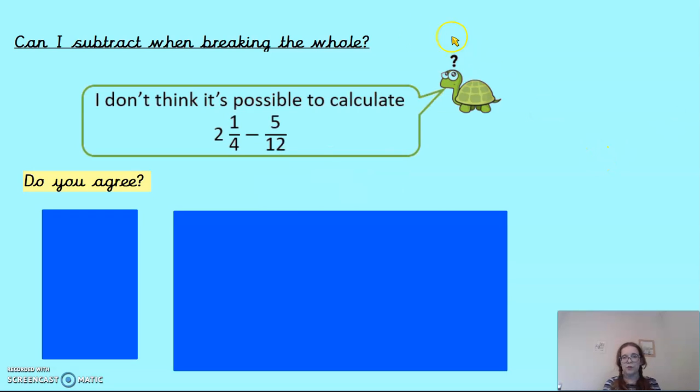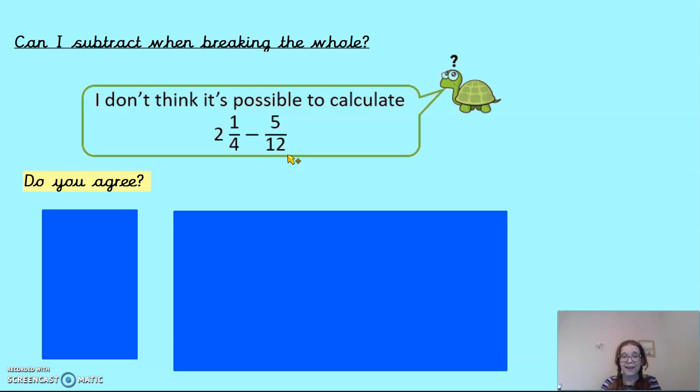Alrighty, here is my little tortoise friend. He says, I don't think it's possible to calculate 2 and 1/4 take away 5/12. Now, he's probably thinking that because he's looking at our fractions. We've got our fractions here, and 5/12 is bigger than 1/4. So can we take it away?